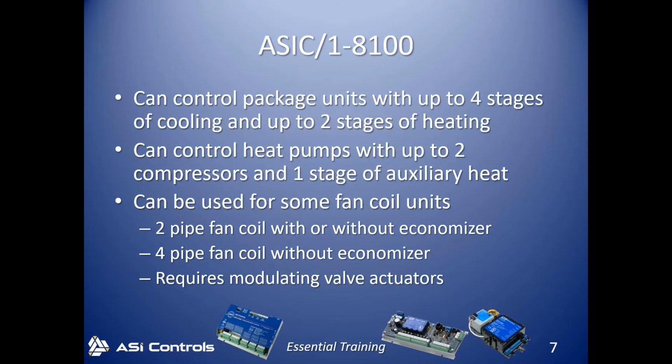And I mentioned the fan coil options. There's some choices in both controllers. So the 8100 for modulating valve actuators, we can do a 2-pipe with or without an economizer, because there's 2 analog outputs on an 8100. So one of them would get used for the valve and one of them would get used for the economizer. If you're doing a 4-pipe, then one of the analog outs is for the chill water valve and the other one's for the hot water valve. So there's no economizer control because there's no more analog output.